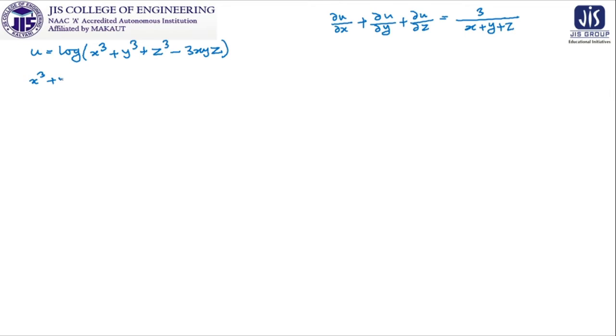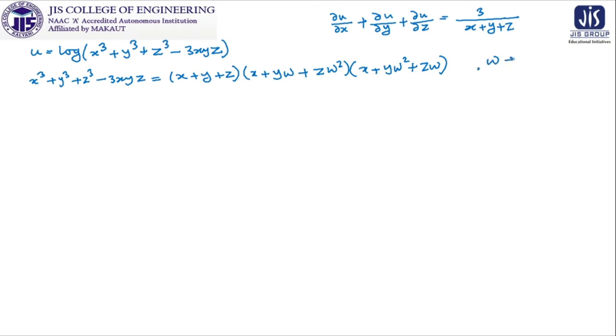Some of you, or maybe most of you, know this. Still, this can be factorized as this, where omega, all of you know, is the cube root of unity, meaning omega cubed is 1.